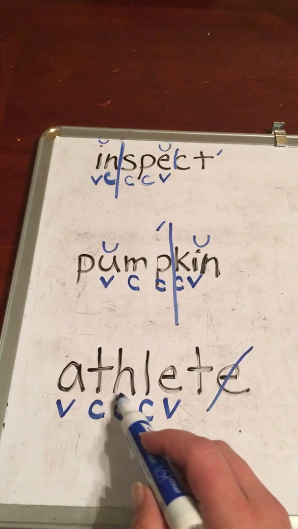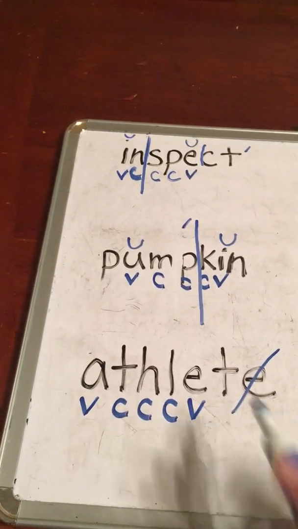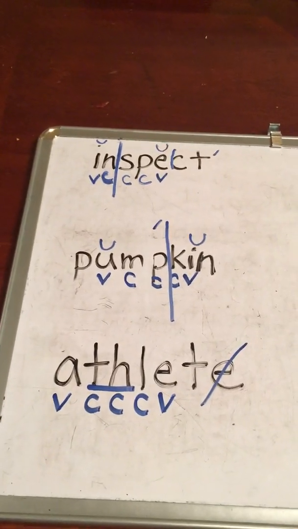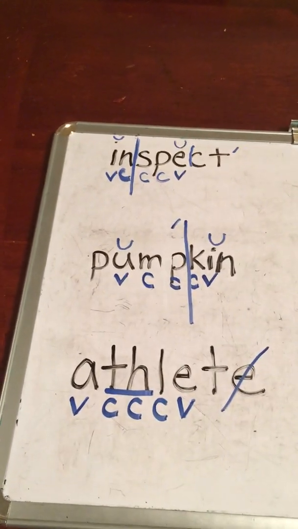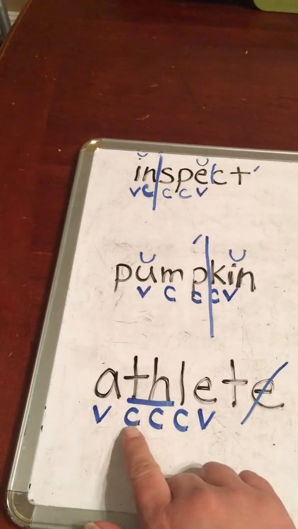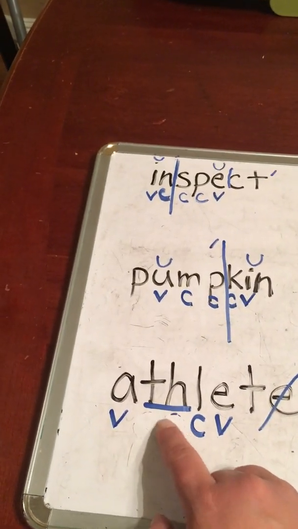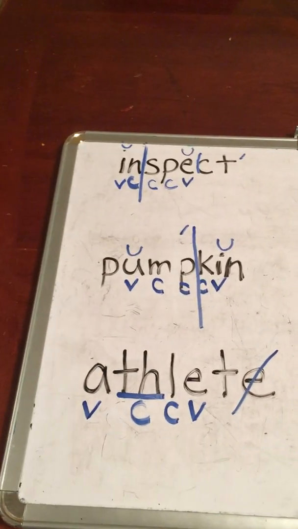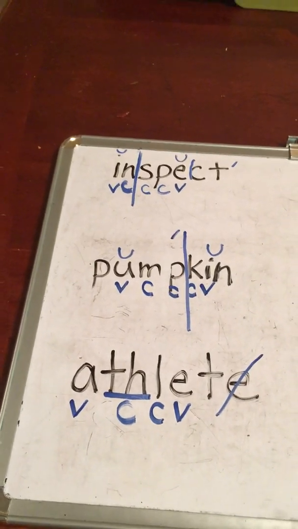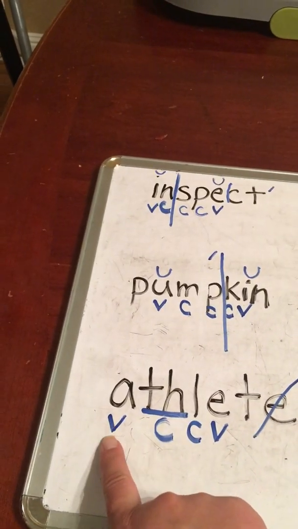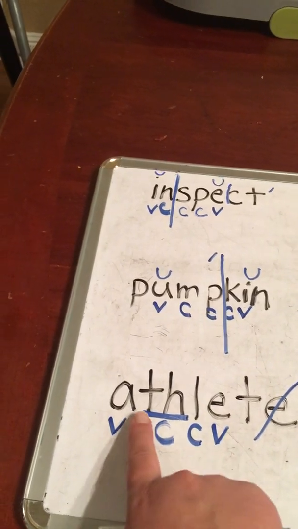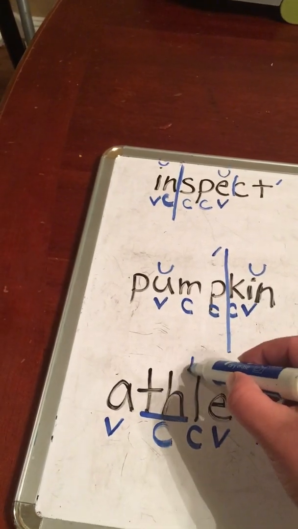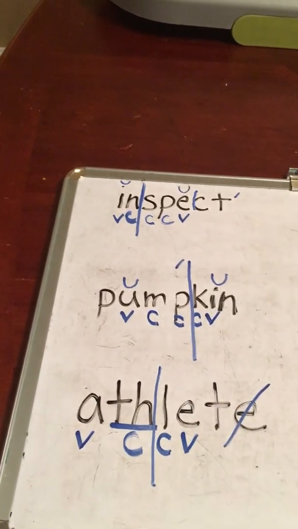Now I noticed here that TH is actually a digraph. So we underline that digraph and we know that it says 1 sound. So instead of needing two consonants there, because it doesn't say two sounds, we can erase those and we can write just one, because TH together only says one sound. So now this, instead of being V, C, C, C, V, we made this into one sound. It's V, C, C, V.